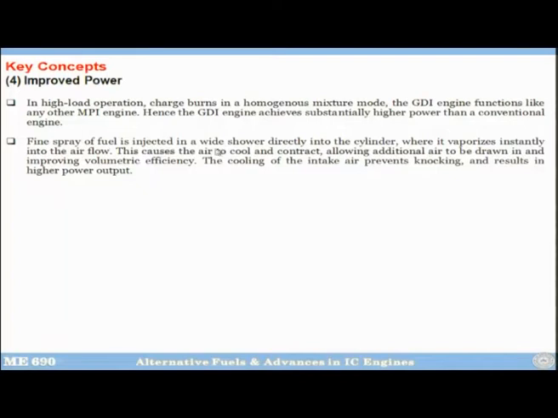Fine spray of the fuel is injected in a wide shower directly in the cylinder where it vaporizes instantly into the airflow. This causes the air to cool and contract, allowing additional air to be drawn in, thus improving the volumetric efficiency of the engine. I have already explained this. The cooling of the intake air prevents knocking and results in higher power output.